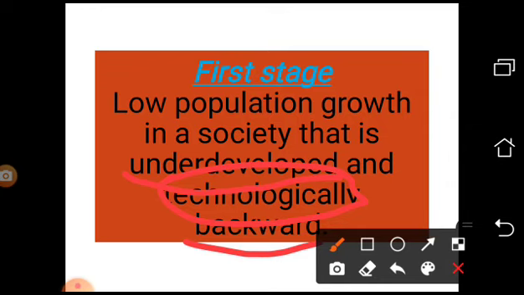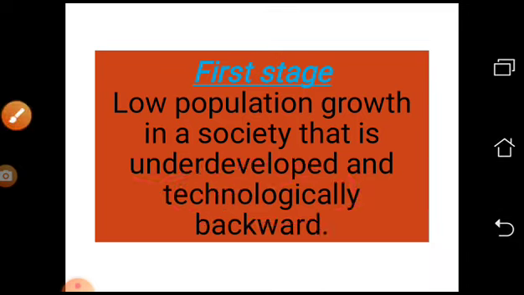So in the first stage, that is underdeveloped, that means society is not yet developed, it is underdeveloped and technologically backward. As we know, if the society becomes technologically sound or technologically advanced, then we cannot call it backward or underdeveloped. So since it is an underdeveloped society, technologically also this society is not advanced, technology is not there, that is why this society is still underdeveloped.